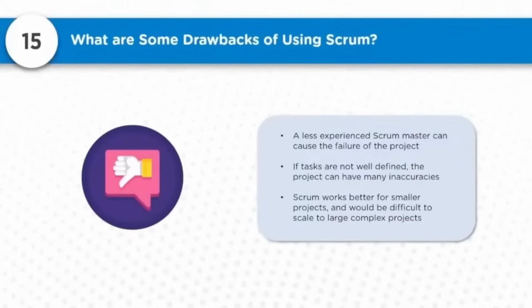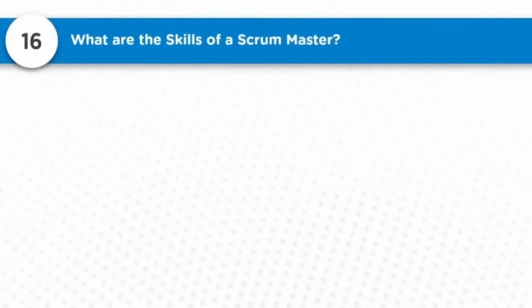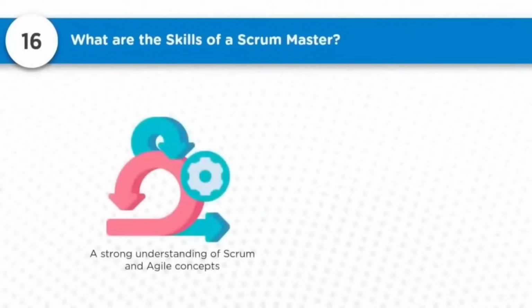If tasks are not well defined, the project can have inaccuracies. Scrum works better for smaller projects and would be difficult to scale to large complex projects. That we were discussing in a few questions before this. Scrum of Scrums we were discussing, when it becomes a complex project, those need to be handled together, which will become complex. So next question is, what are the skills of a Scrum Master?